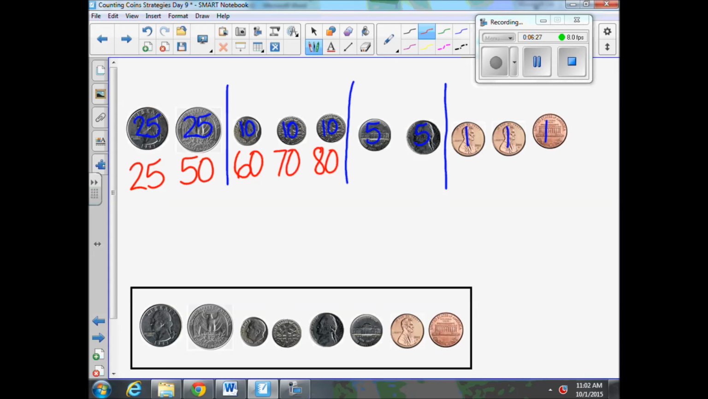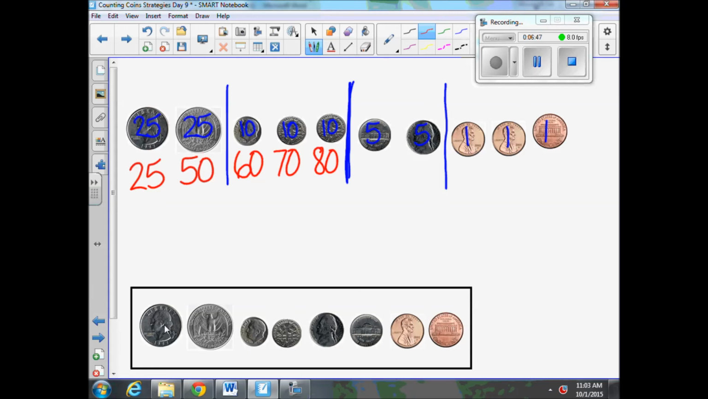80, 90. And do you see why I draw that? Stop. Stop when you get there. I draw that line so that I know at 80 I need to stop and rethink. I need to stop and change in my brain. So now I'm going to stop. I know I'm at 80. Now I'm going to start counting by fives.